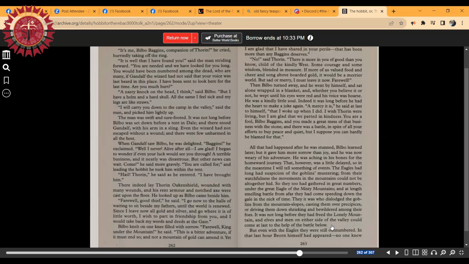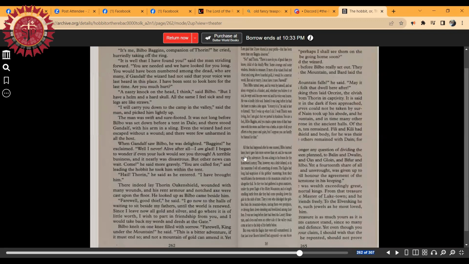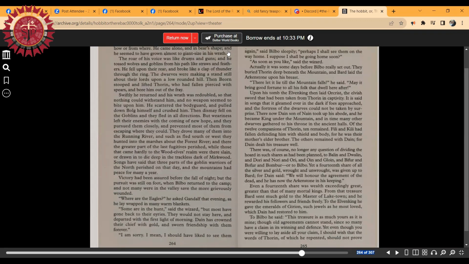It was not long before they had freed the Lonely Mountain, and the elves and men on either side of the valley could come at last to the help of the battle below. But even with the eagles, they were still outnumbered. In that last hour, Beorn himself had appeared. No one knew how or from where. He came alone and in bear's shape, and he seemed to have grown almost to giant size in his wrath.